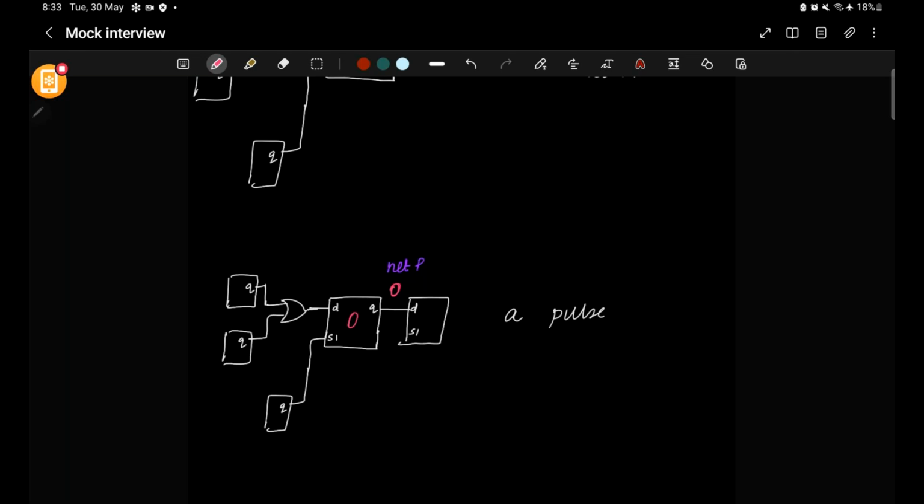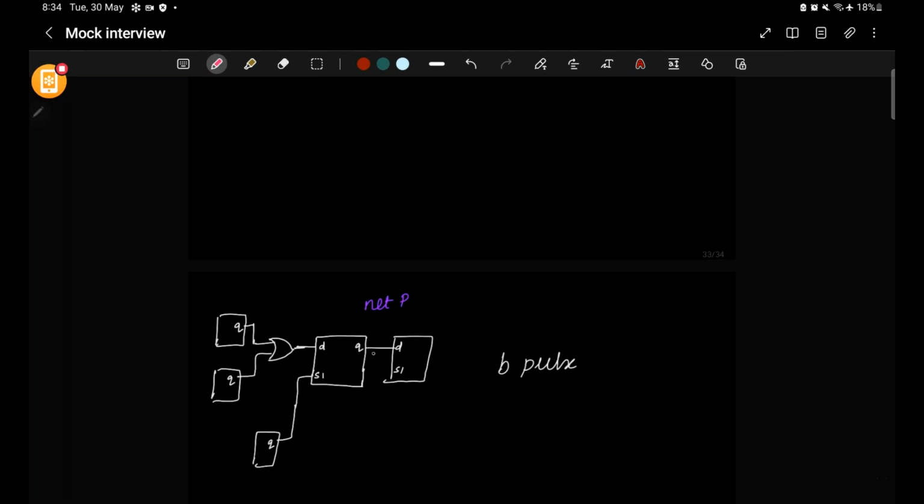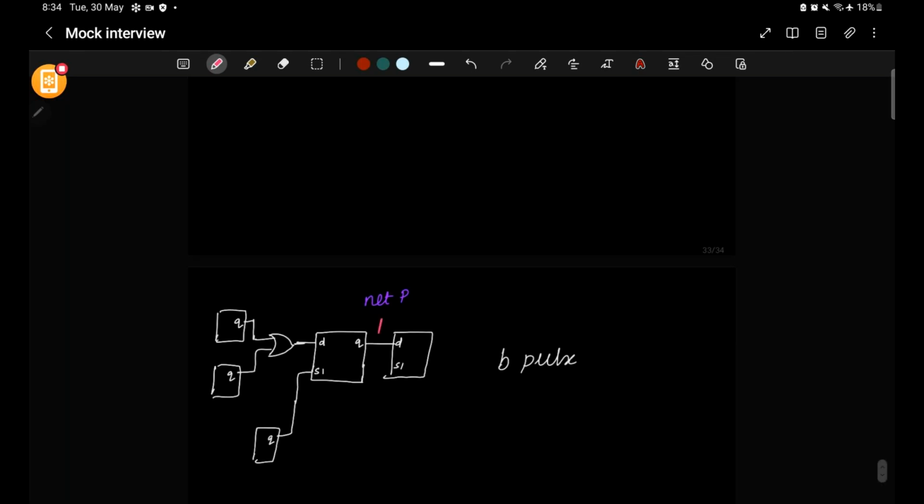Okay. Now, during B pulse, what will happen? It has to bring a 0 to 1 transition. So during B pulse, this net will be given a 1 value. It is bringing a 0 to 1 transition in net P. So here it will try to put a 1 value. If it has to put a 1 value here, then this flop must be holding a 1 value.